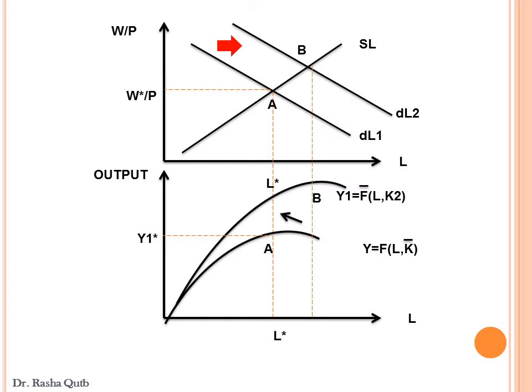Which means that real wages would increase and the optimal size of labor, which maximizes profits, would increase. What does it mean? It increased from L star 1 to L star 2. This means that more workers are willing to work more hours, and then the potential level of output would increase from Y star 1 to Y star 2.